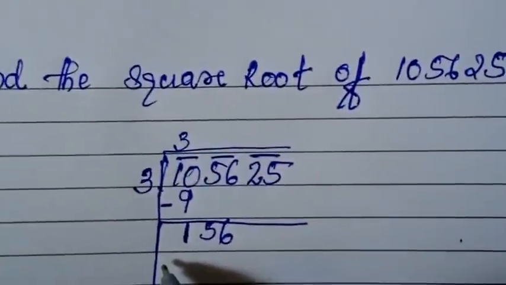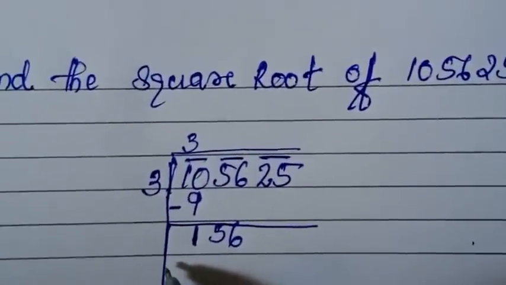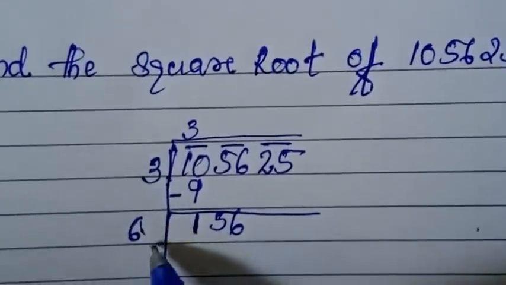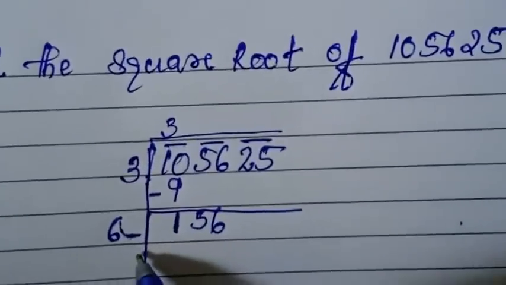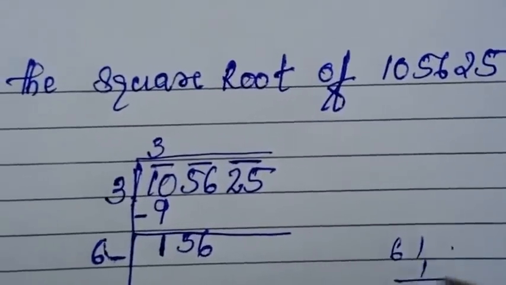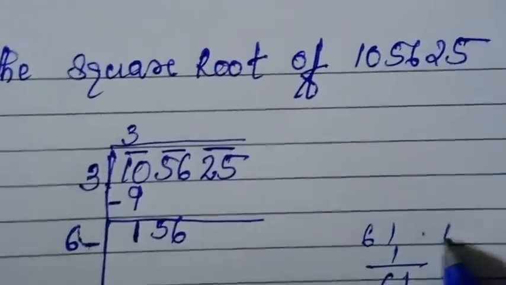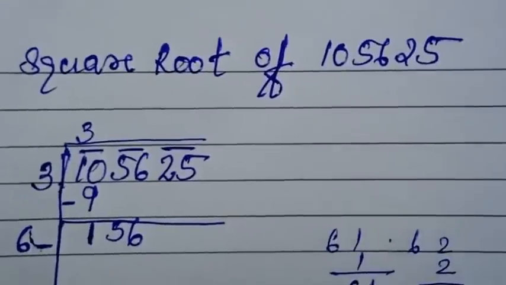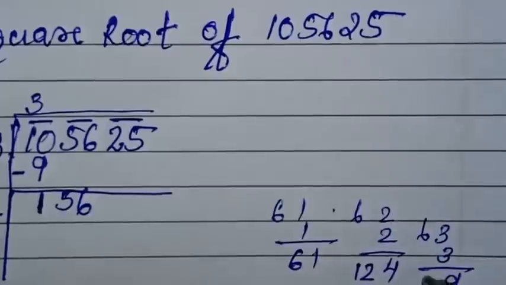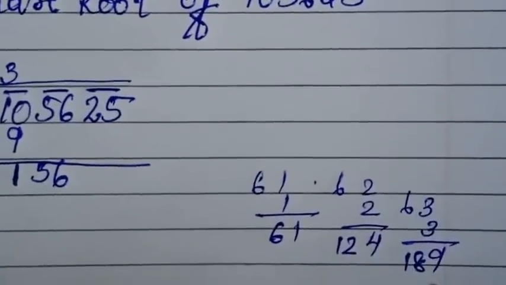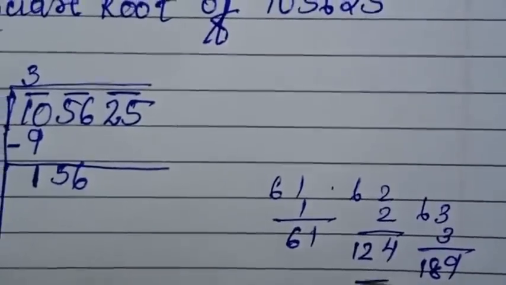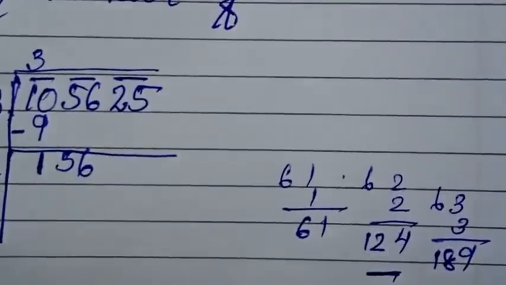So the next step is what? Look at the quotient and double it. Here it is 3, and double the quotient is 6. So we will get one number over here. We will multiply in the working column. 61 into 1 is 61. 62 into 2 is 124. Next, 63 into 3 is 189. 189 is a greater number, is it? So we will take 62 into 2.